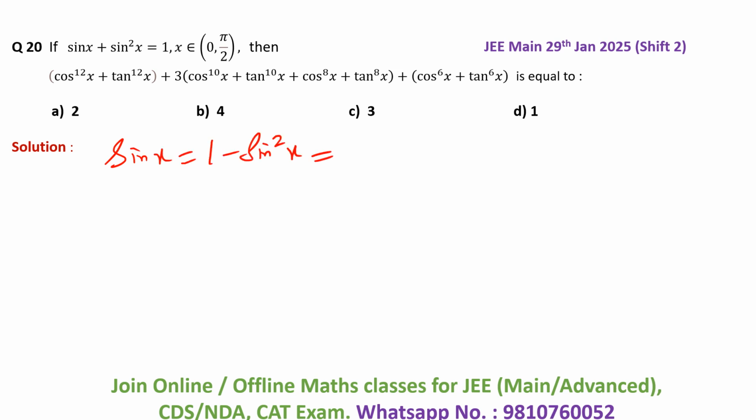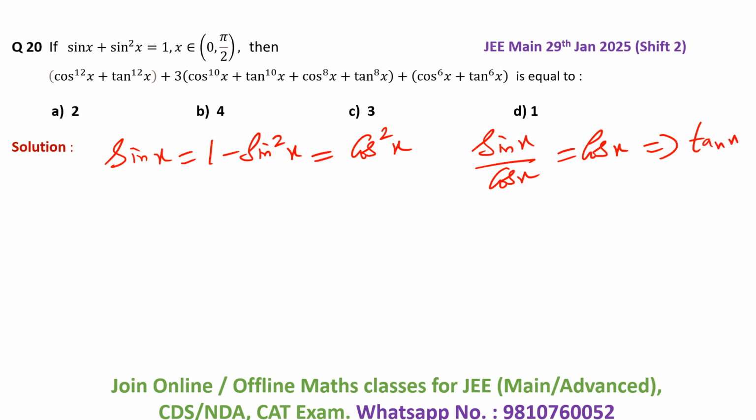And we know that by identity cos square x plus sin square x equal to 1, we can write 1 minus sin square x as cos square x. And we can also write sin x upon cos x equal to cos x. That means tan x will be equal to cos x. I have just divided the equation sin x equal to cos square x by cos x throughout, because x lies in open interval 0 to pi by 2. So that means cos x cannot be equal to 0, right?